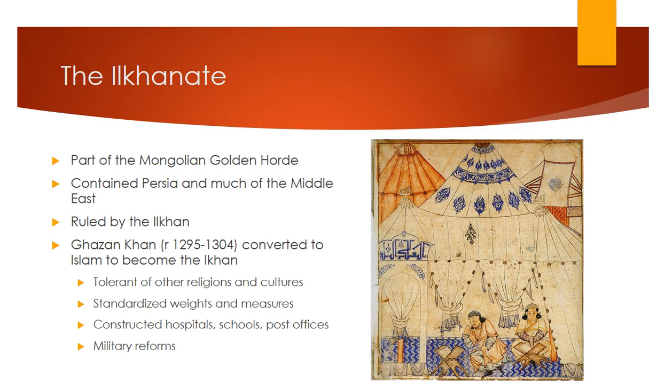As Ilkhan, he standardized weights and measures, pretty normal practice as we've seen so far. He constructed schools, hospitals, and post offices. And he reformed the military a bit, creating whole new guard units. One of these units was made of Mongols who had actually been sold into slavery by their poor parents. So he made these whole special units of these Mongols who had been sold off.